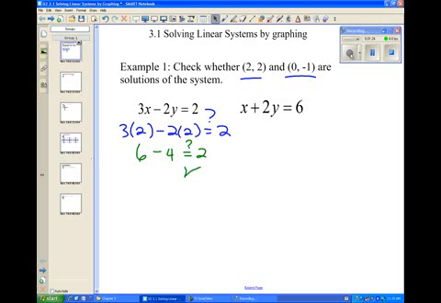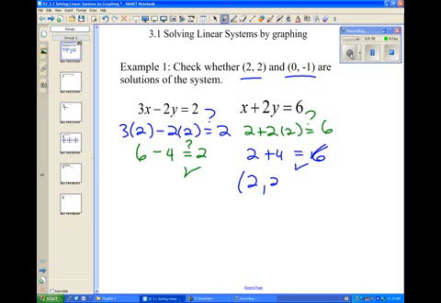Plug in 2, 2 for x and y. Again, we have 2 plus 2 times 2. Is this equal to 6? Well, 2 times 2 is 4, so this is 2 plus 4. Yes, that is equal to 6. It checks out. That's my first solution. (2, 2) is the solution to my system because it is an answer for both equations.